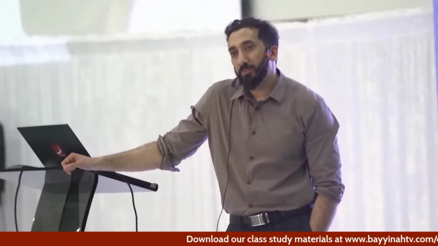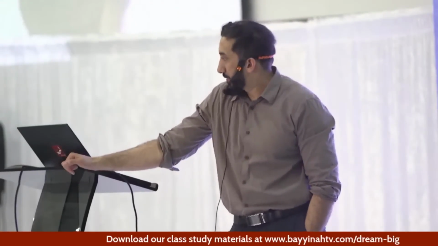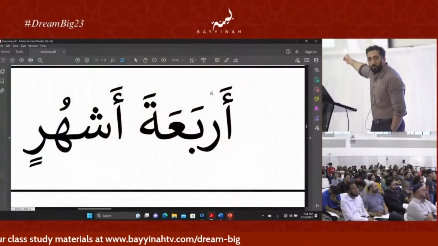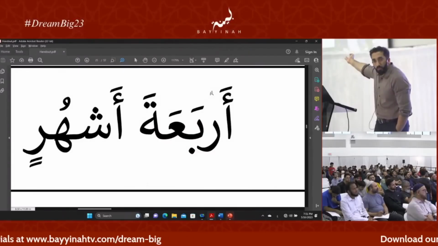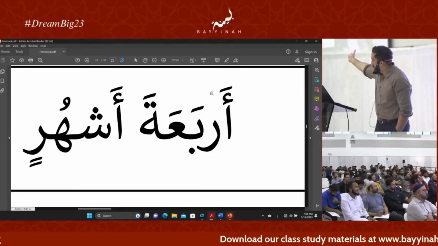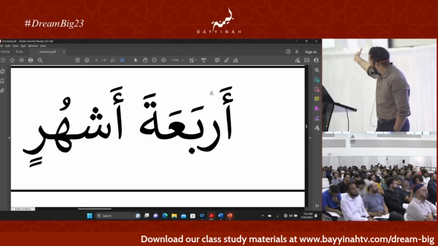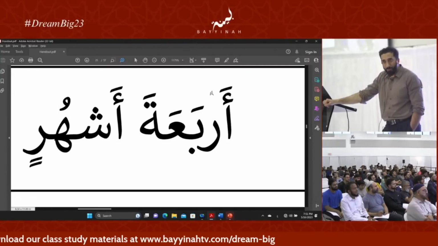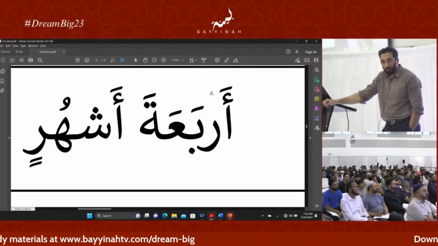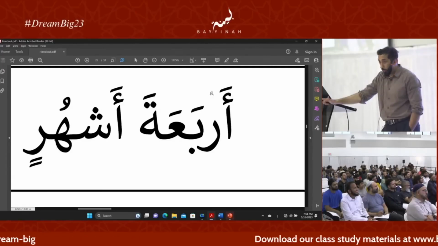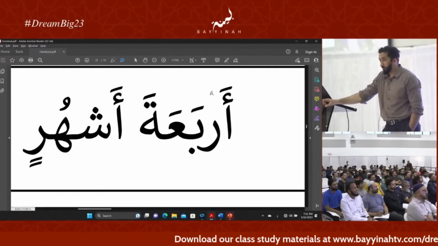Follow the process. What do you look for in a mudaf? Is it light? How's it light? It has a ta marbuta on it. Yeah, that has nothing to do with light or heavy. It's just messing with you. There's no extra end sound, so it's light. Does it have al on it? No. It's light, no al. Looks like a mudaf to me.